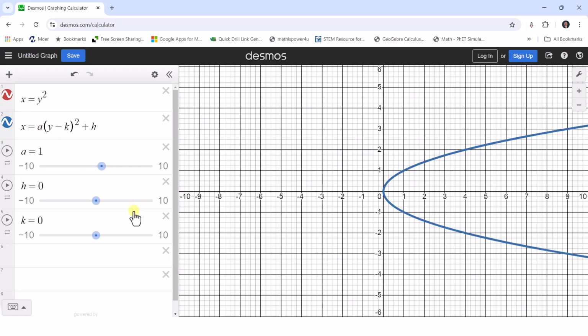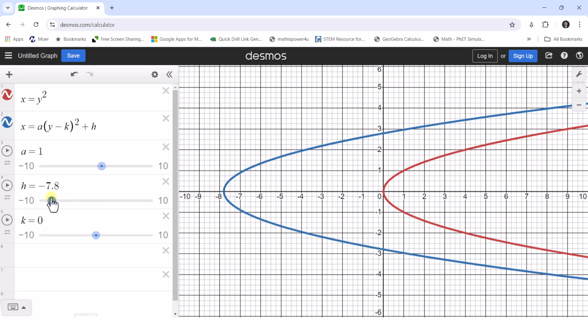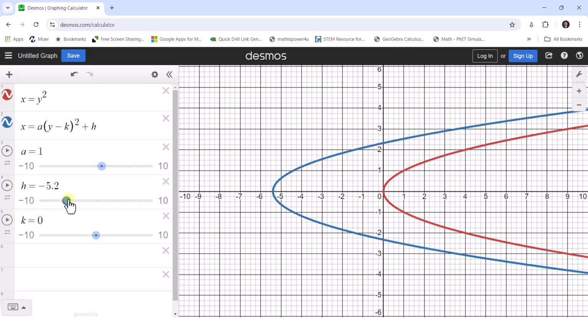And now let's change the value of h. Remember, h is the x-coordinate of the vertex, and therefore h will shift the graph right or left. When h, the constant on the end, is positive, the parabola is shifted right h units. And when h is negative, the parabola is shifted left h units. Let's set h back to 0.